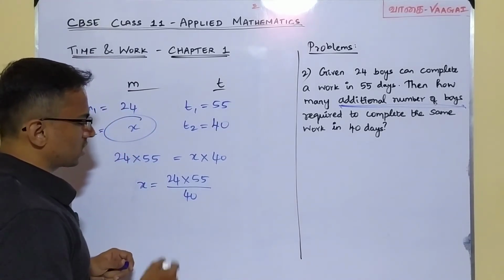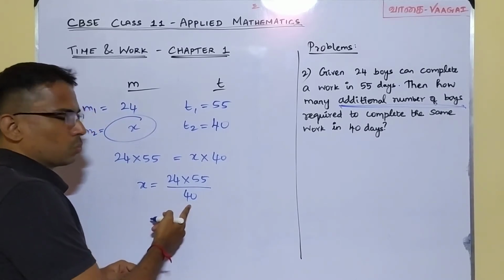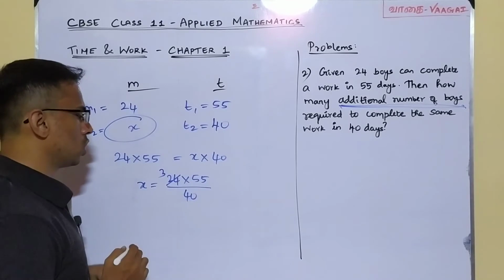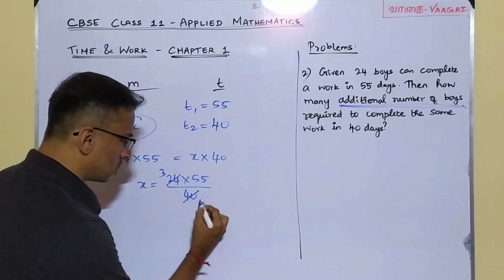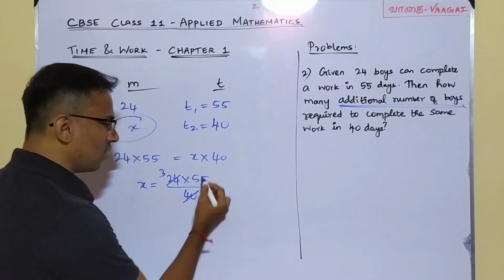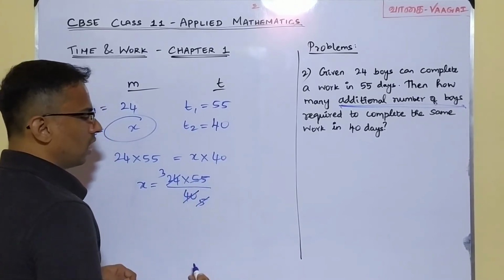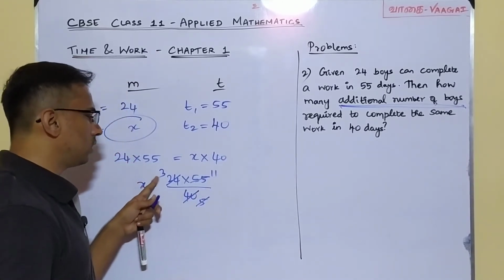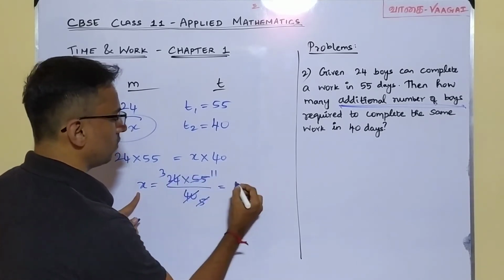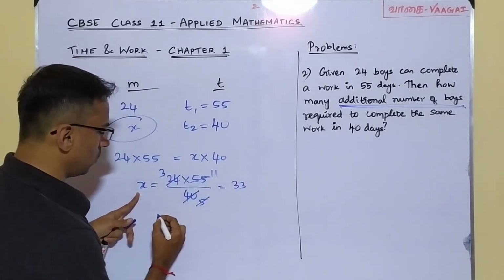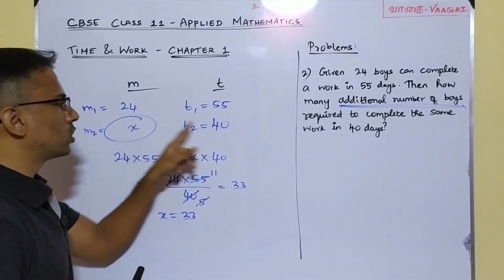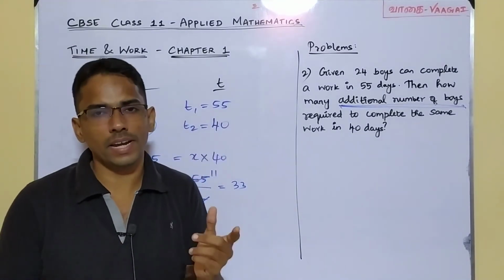Now let's simplify this. We can cancel this 24 and 40, because both are divisible by 8. 8 3s are 24, and 8 5s are 40. And once again this 5 and 55, both are divisible by 5, because 5 11s are 55. So we are ending up with 3 11s are, so X is equal to 33. That means we require 33 boys to complete the work in 40 days.